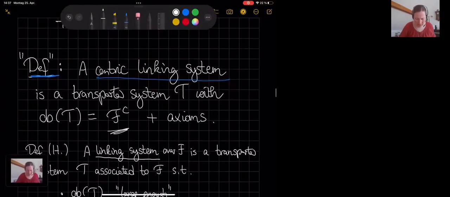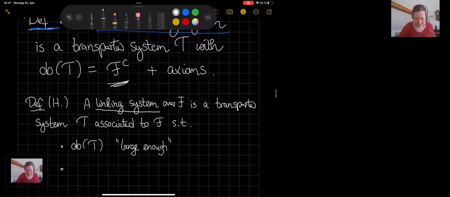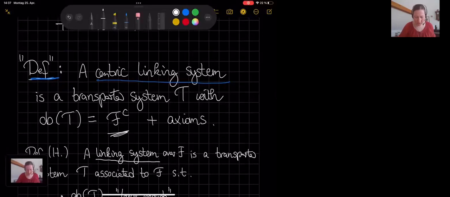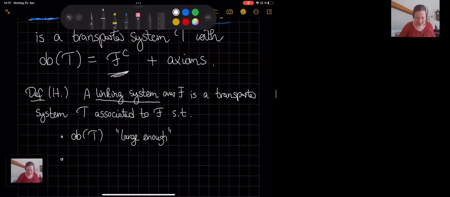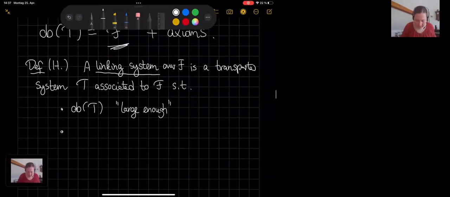Okay, and then there are also some more general definitions of linking systems. So there's one definition due to Oliver, and also some early ones due to Broto, Castellana, Grodal, Levi, and Oliver. I came up with a more general definition of a linking system, which I'm going to use here. So a linking system over F is a transporter system T associated to F such that the object set is in a certain set large enough. So for the experts, that means that the centric radical objects are contained in the object set of T.